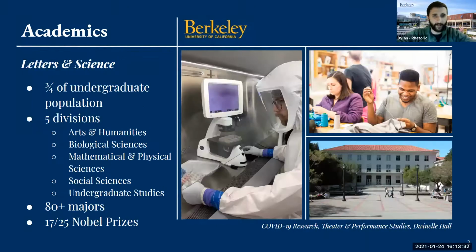Absolutely, Sasha. I have good news for all of you who answered the poll who like social sciences and biology. You're probably going to be a letters and science student, like a lot of people on this tour are, or in the back end, a lot of campus ambassadors who are with us are in the College of Letters and Science. So this is the largest undergraduate college we have on campus. It houses about 3/4 of our undergraduate population. This undergraduate college has about 5 different divisions: arts and humanities, biological sciences, mathematical and physical sciences, social sciences, and then general undergraduate studies. There are 80+ majors within here, and then fun fact, 17 out of 25 of our Nobel Prizes have come from here.